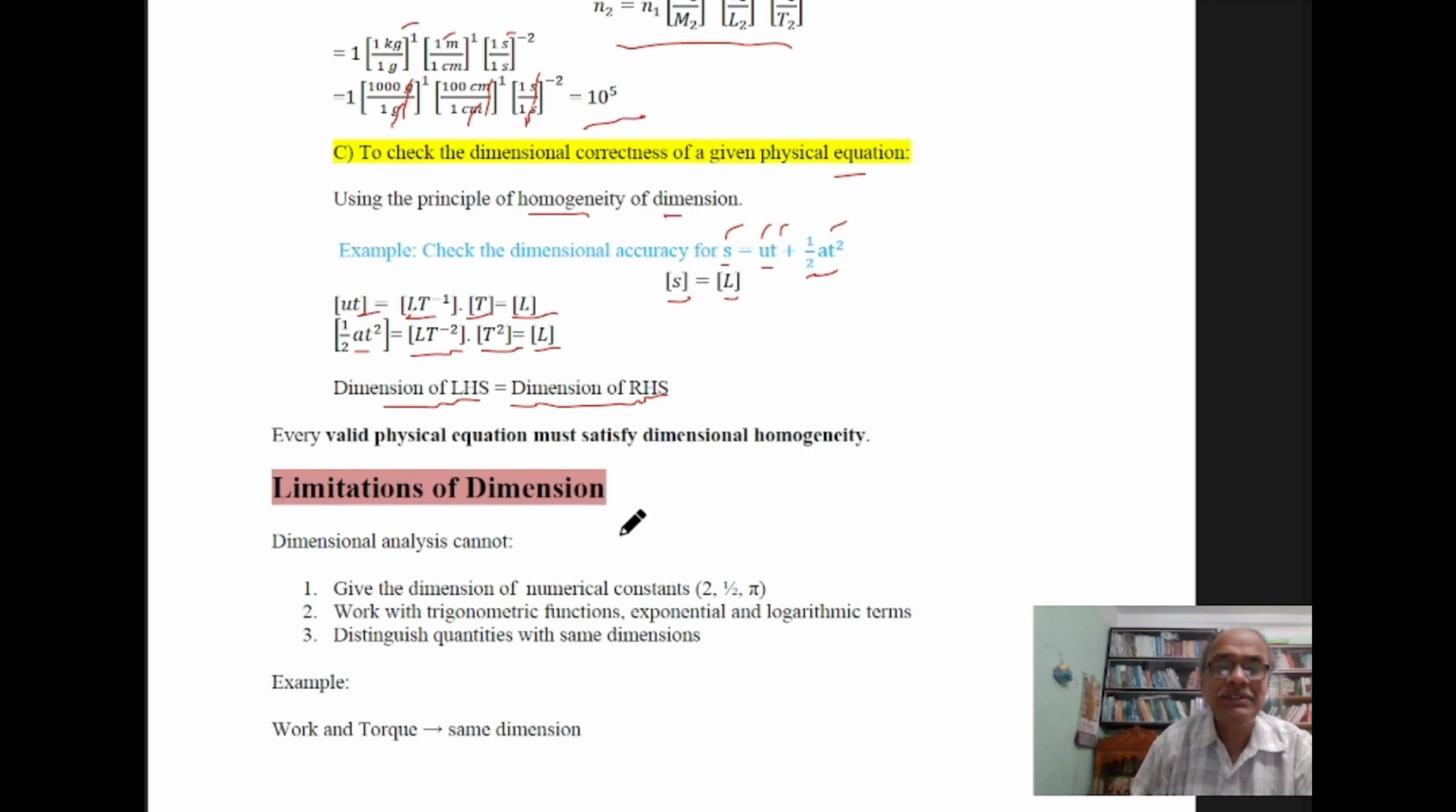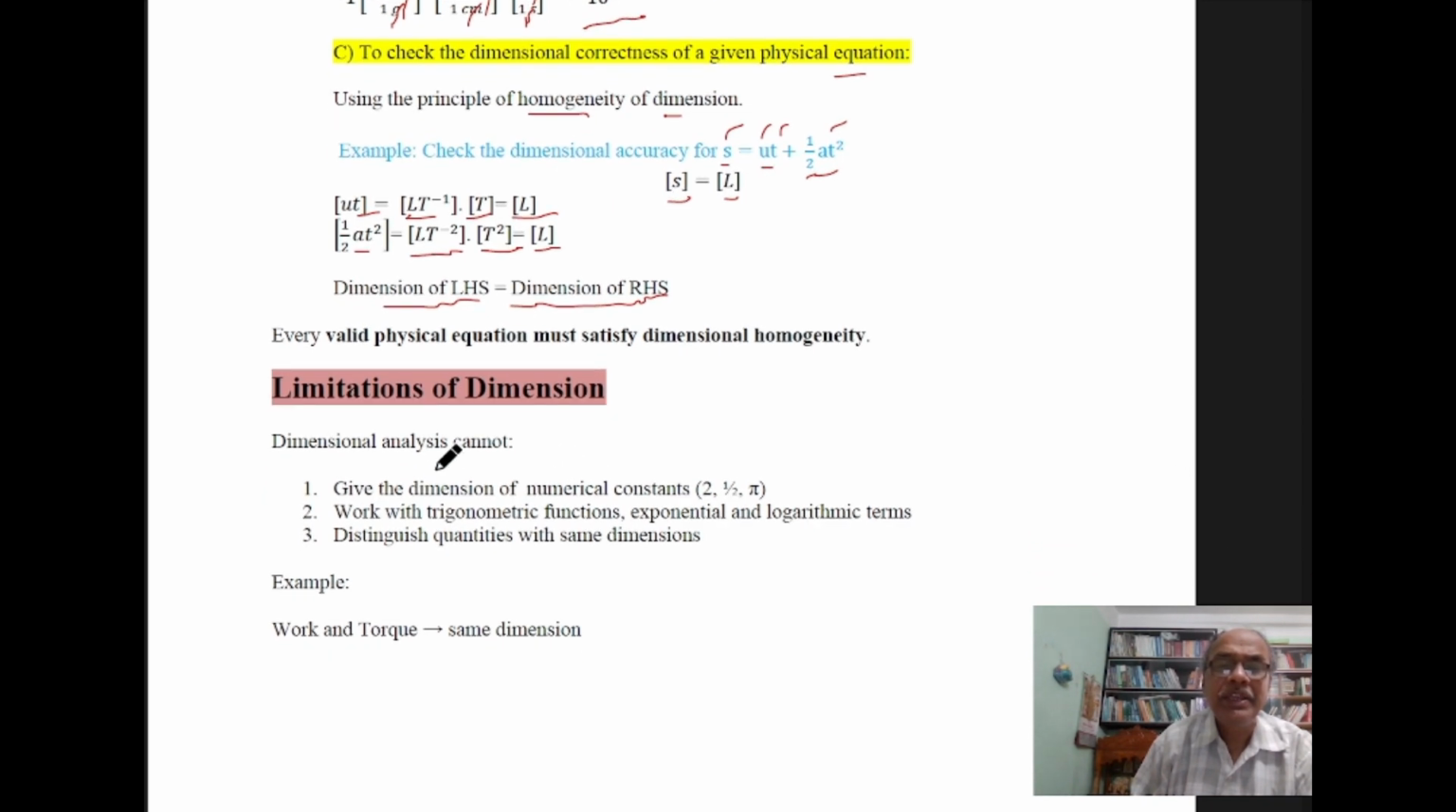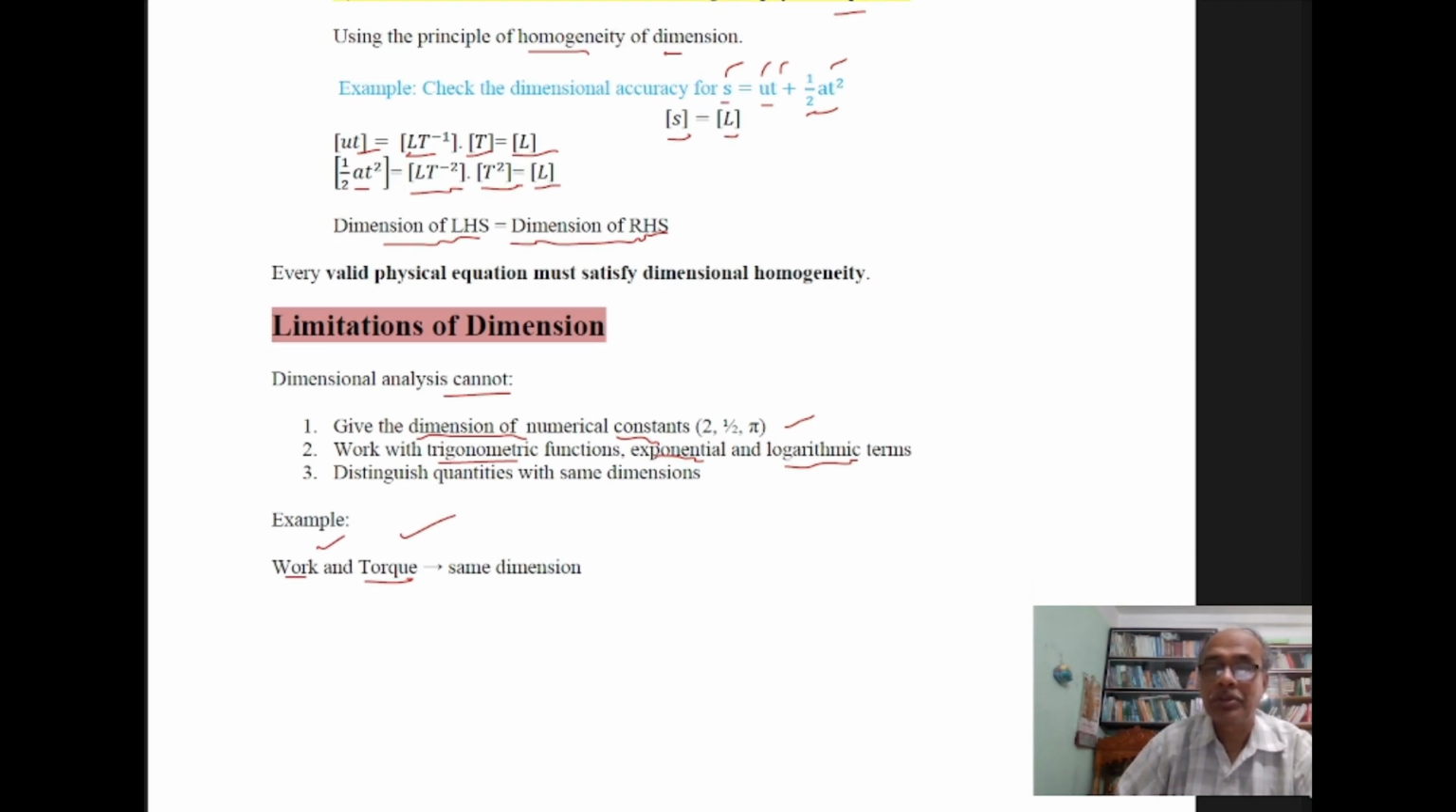Now what are the limitations of dimensional analysis? Here you see, it cannot analyze numerical values, such as numerical constants. And it cannot work with trigonometric, exponential or logarithmic functions. And it cannot distinguish quantities with the same dimension. Suppose I am given work and torque. Both have the same dimension. It cannot say which one is the work and which one is the torque. Okay. Thank you.